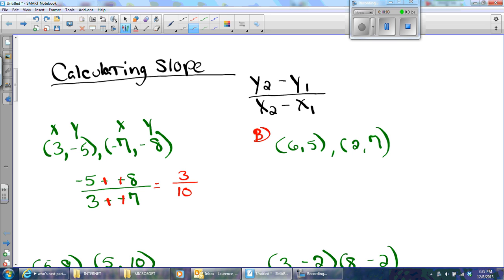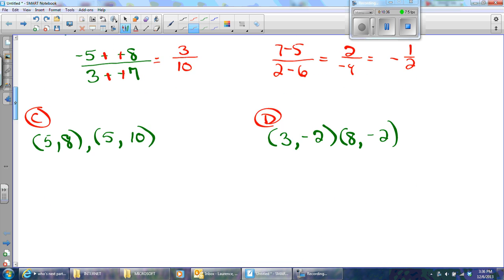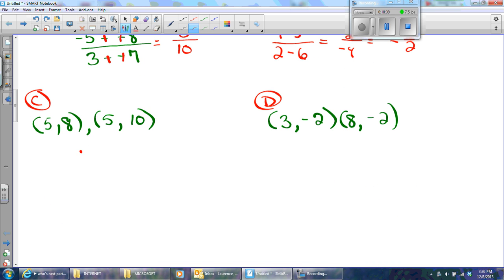I'll call this B. On letter B, I'm going to do 7 minus 5 in my numerator. Why? Because the y's rise to the top. Then I have to do 2 minus 6. Notice I started with a 7 in the numerator, so I'm forced to start with a 2 in the denominator. Okay, 7 minus 5 is 2. 2 minus 6 is negative 4. Simplify that and I get negative 1/2 is my slope. Pretty easy stuff. All right, C, my numerator is going to be 10 minus 8. My denominator is going to be 5 minus 5.